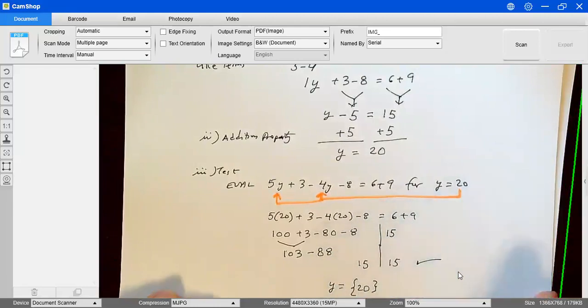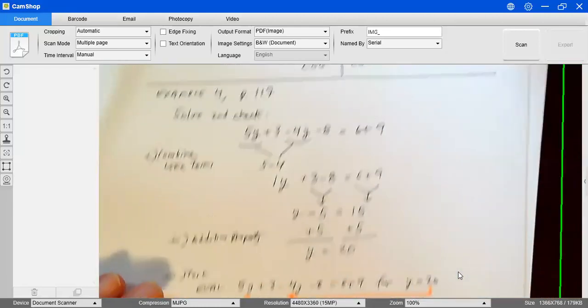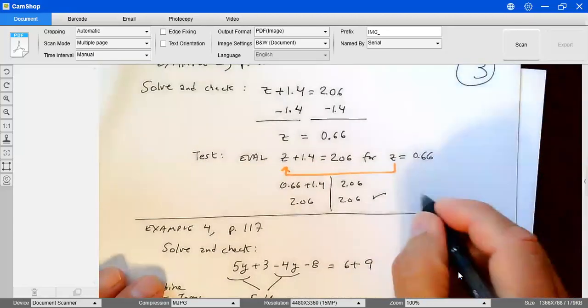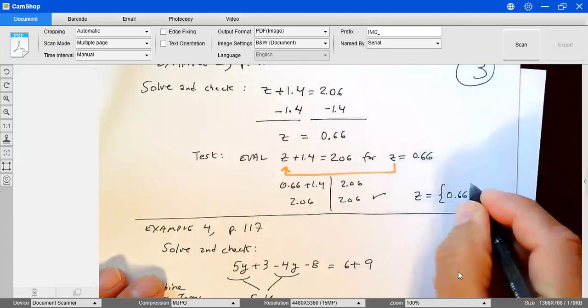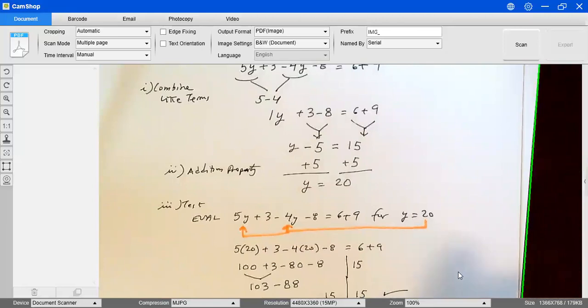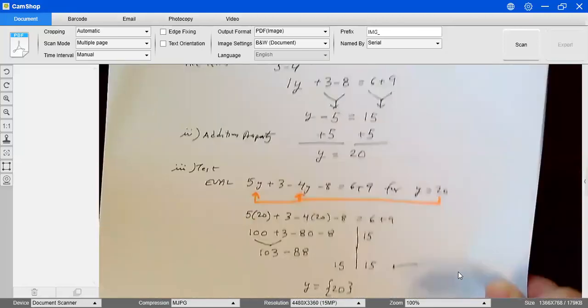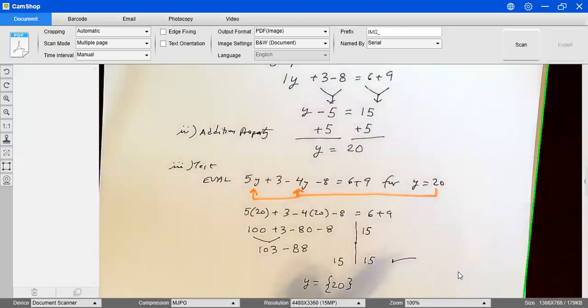So the solution is y equals 20. And don't forget the set notation for the solution. So in this case, y equals 20. So let's see, you're going to have your first set. Then we're going to continue with the next section.